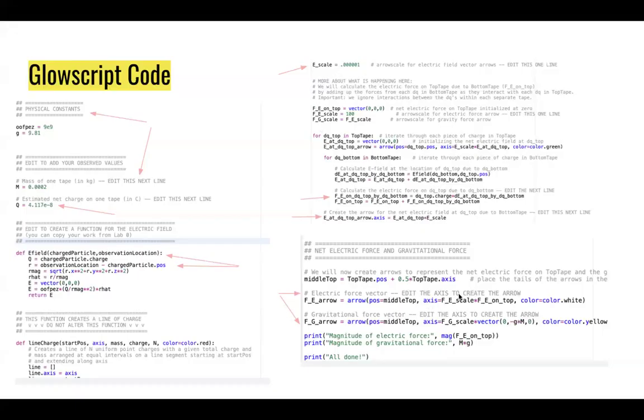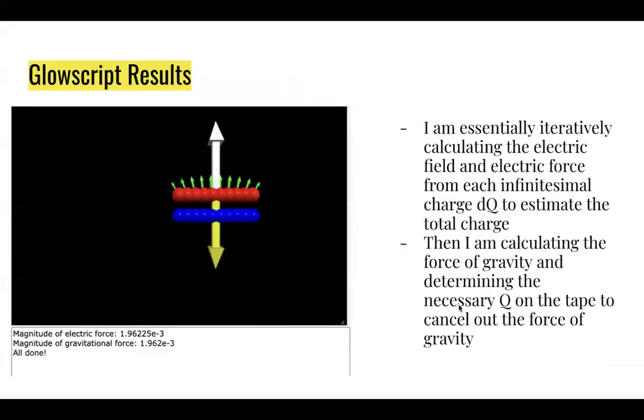And then I pretty much do the same thing down here where I have to make these arrows, just taking the force value and multiplying it by my scale factor. And then here's the results of my code. You can see my picture over here of the charges and where they're going. And then this is the electric force, and then this is the force of gravity. You can see they cancel out.